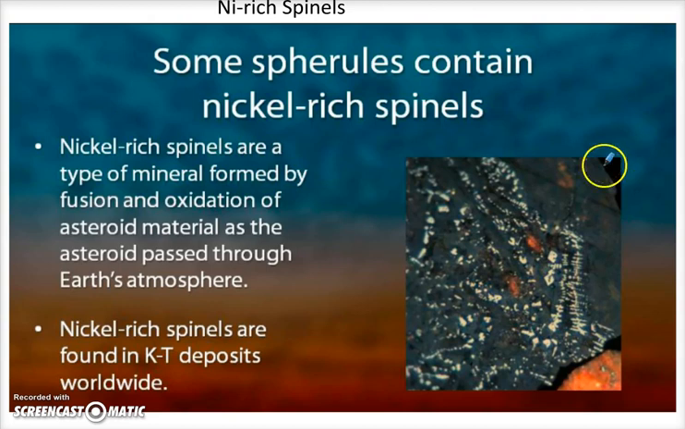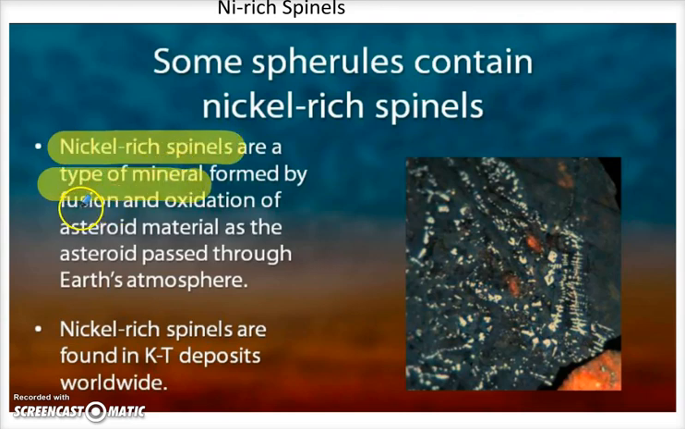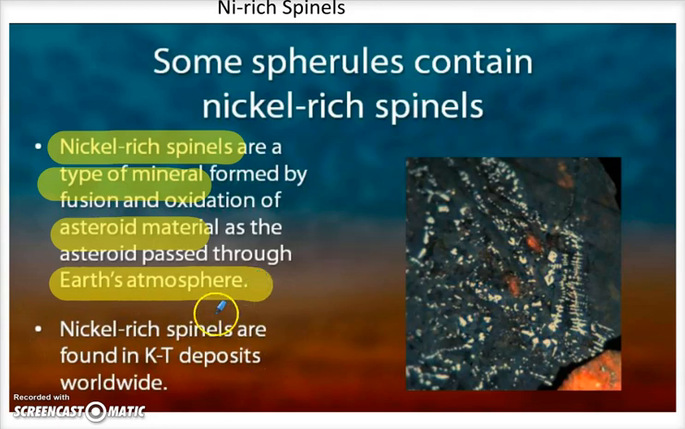Nickel-rich spinels are also something that have been found in the ground that may give evidence of an asteroid impact. Nickel-rich spinels are a type of mineral formed when asteroid material comes through our Earth's atmosphere. These are found all over the place at the KT boundary worldwide.